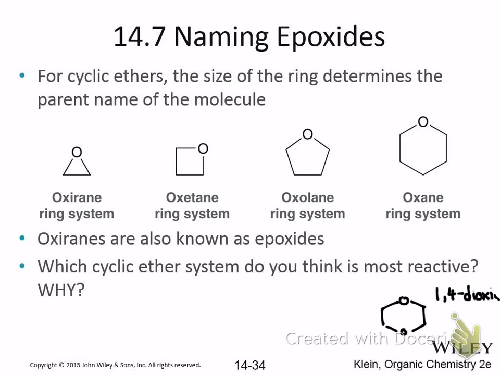But the numbering system's the same. So this is the number 1 atom in each one of these. Okay, we're only worrying about oxirane and not the other ones for now. Okay, but I just wanted you to know that there's a whole other nomenclature system. And dioxins you see a lot.